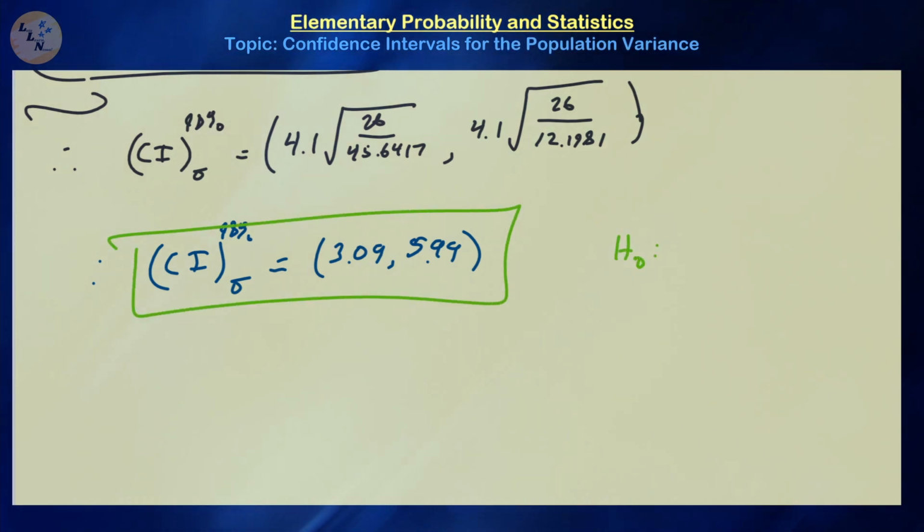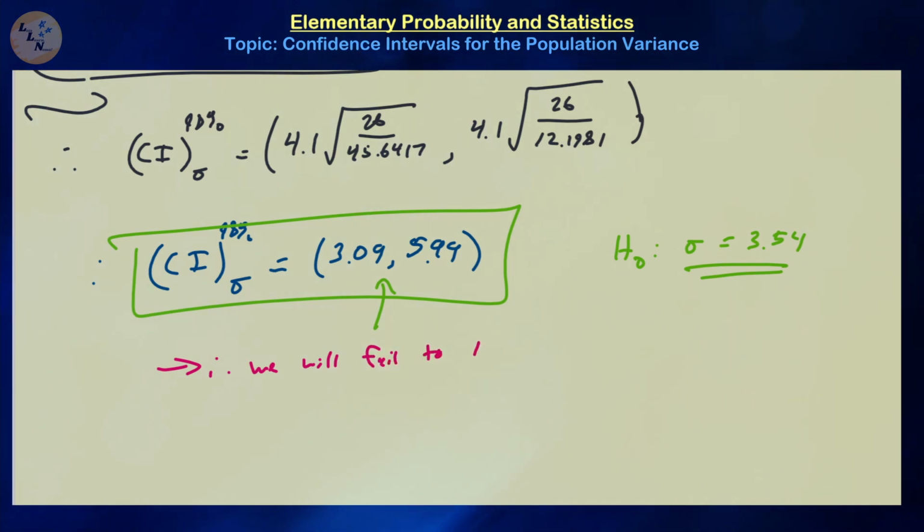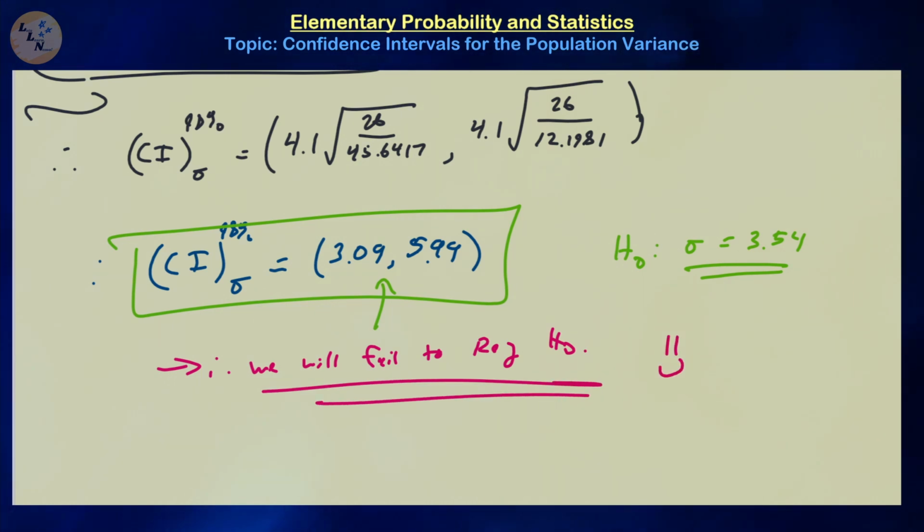Remember that the null hypothesis was that sigma is equal to 3.54, and 3.54 does belong to the relative center of this confidence interval. Therefore, we will fail to reject this claim. And that's how we use confidence intervals for hypothesis testing.